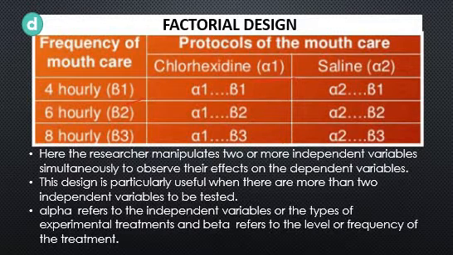Here in this example, we can see that a researcher wants to observe the effect of 2 different protocols of mouth care on prevention of VAP, that is ventilator associated pneumonia, when performed at different frequencies a day, like 4 hours, 6 hours and 8 hours, and observe its effect on the dependent variable, that is the different protocols of mouth care, that is chlorhexidine, that is alpha 1, and the saline, that is alpha 2.